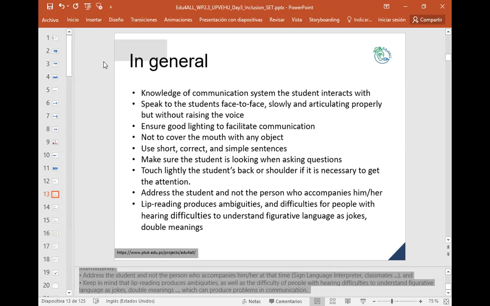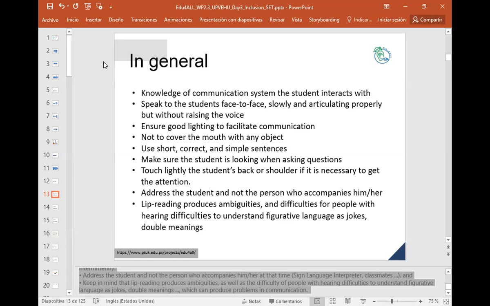If necessary, use gesture support to improve understanding and communication. Make sure the student is looking at him/her when asking questions. Touch lightly the student's back or shoulder if it is necessary to get his/her attention. If he is far away, turn the light off and on intermittently. Address the student and not the person who accompanies him/her at that time, sign language interpreter, classmates.